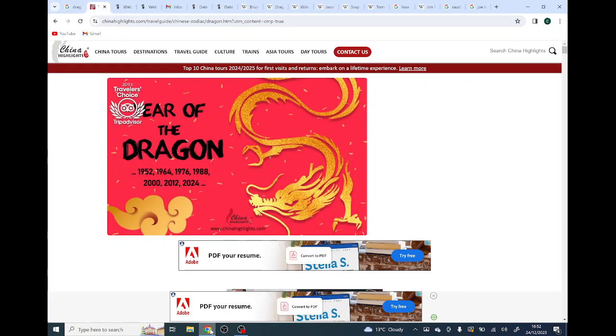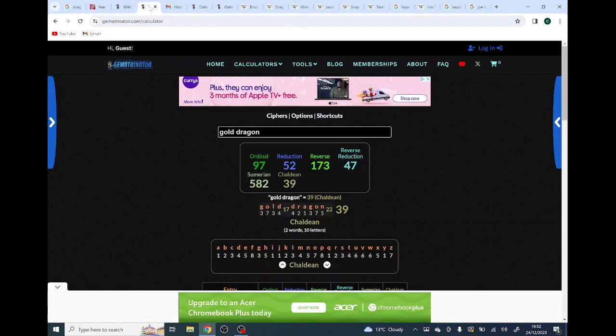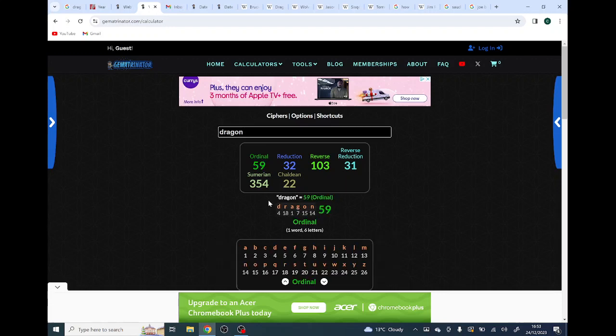Wow, I've been working on a decode to do with the Year of the Dragon. Just my take on it. Some of the decodes I've found just for this particular year have blown my mind already. So this is going to be part one of the Year of the Dragon. Then I will have a further decode going on about it when the year comes in. So we've got the Year of the Dragon. When you type in dragon, it gives you that 59. But I'm going to start with how I use Gematria.